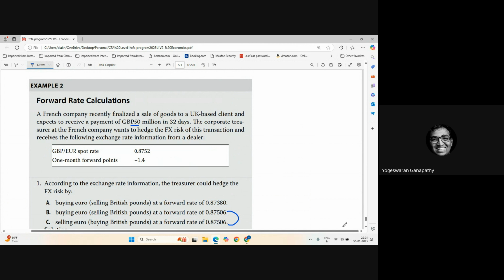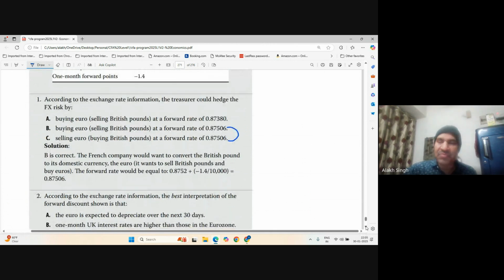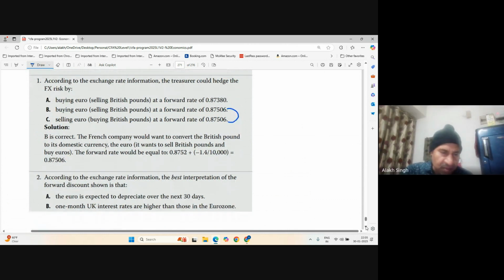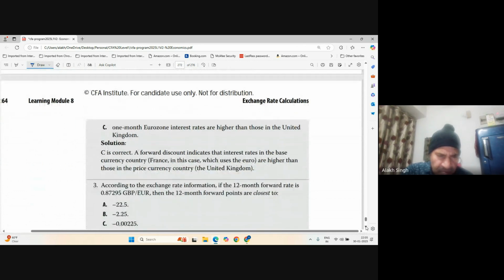So the interest rate in the eurozone is higher. We should know that whichever currency has the higher interest rate, that currency depreciates. Since euro has depreciated, it means the interest rate in euro is higher. Okay. Question number 3.